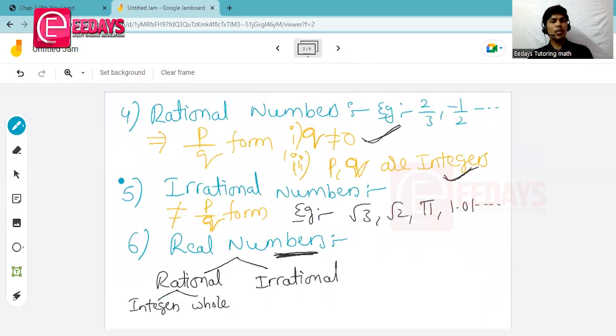The rational number is in the form of p by q, where q is not equal to 0, and p, q are integers. And an irrational number is not in the form of p by q. The chapter name is real numbers. The real numbers are a combination of rational numbers and irrational numbers. The whole number system comes under real numbers. Okay, so that is the chapter's main theme.